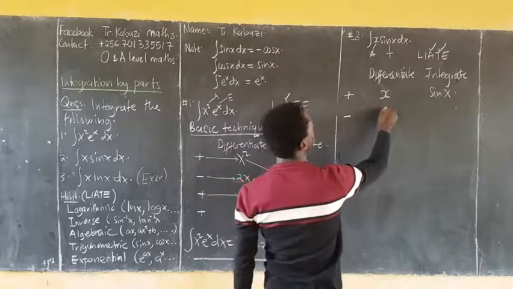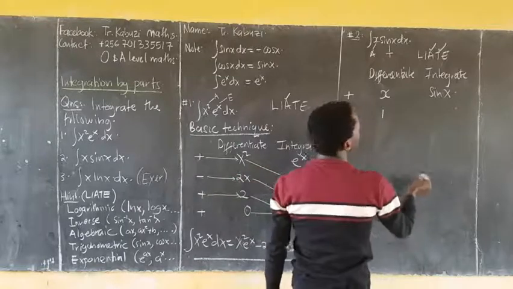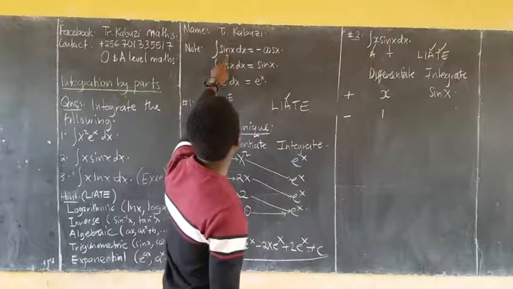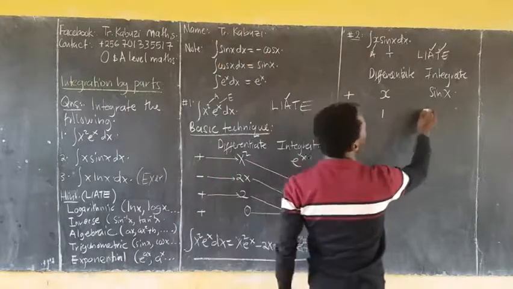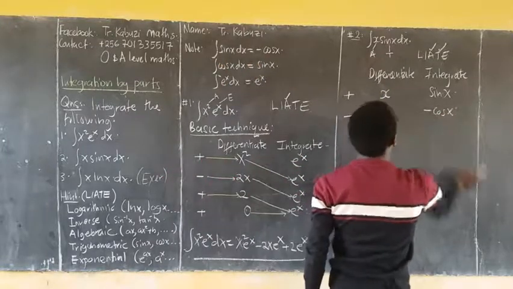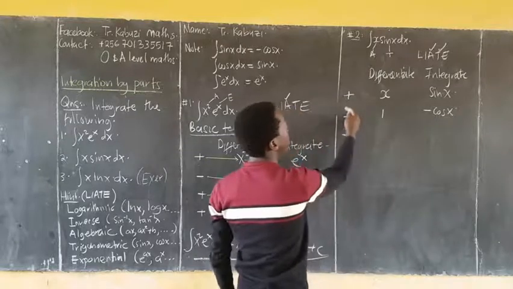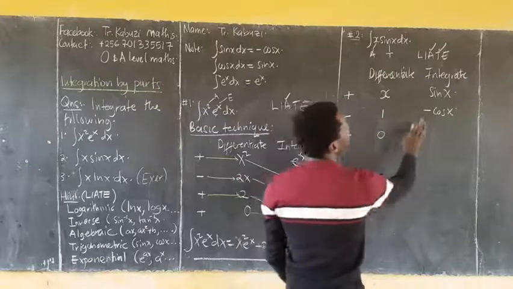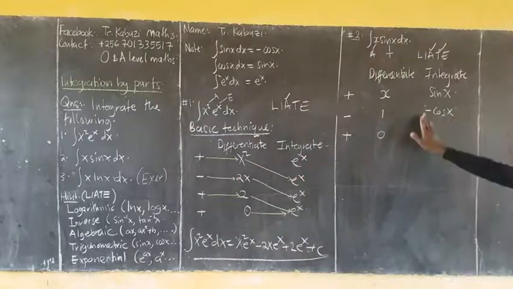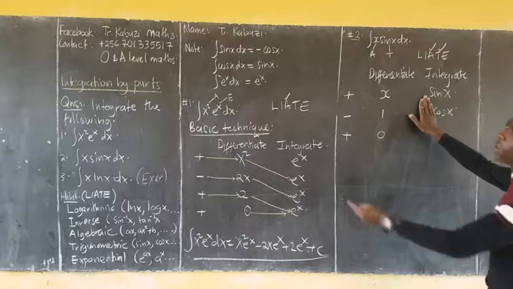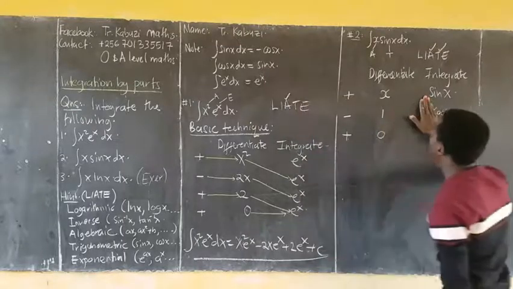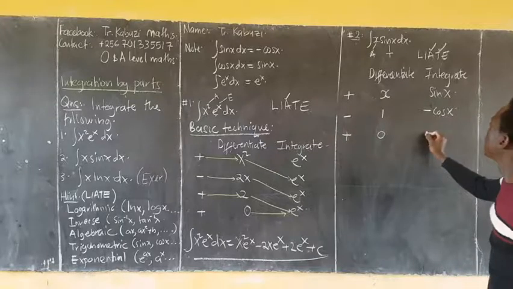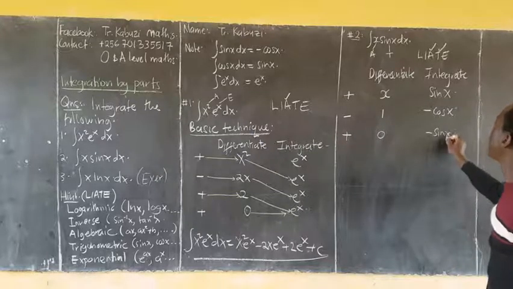Minus, when I differentiate this I get 1. When I integrate sine x, I get a negative cos x. Now a positive, they keep on alternating. When I differentiate the 1, I get a 0. When I integrate a cos, be careful. When you integrate a cos, you get a positive sine, but you have a minus, which when you multiply, will still get a minus sine x.